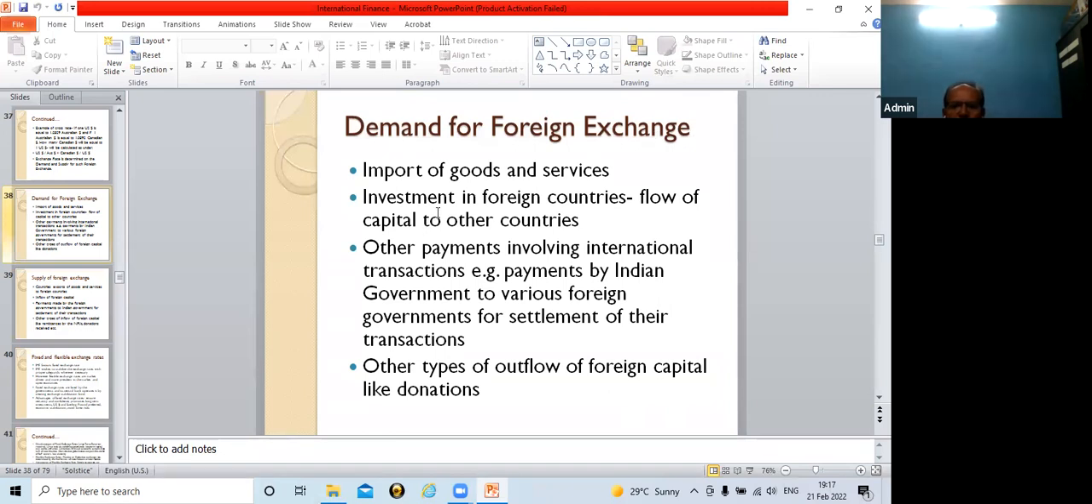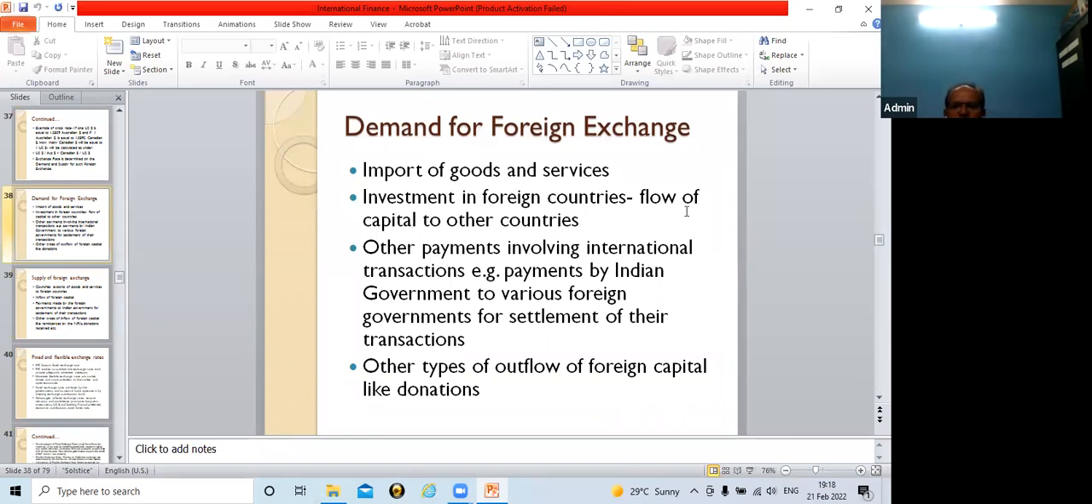Another is investment in foreign countries. Many times there is an investment in foreign countries. So because of that, there is a demand for foreign exchange. From the examination point of view, we will be asked a descriptive question that, discuss the demand for foreign exchange. So please remember these points, and whatever information I am giving, try to understand. But you remember this point: import of goods and services, it has impact on demand for foreign exchange.